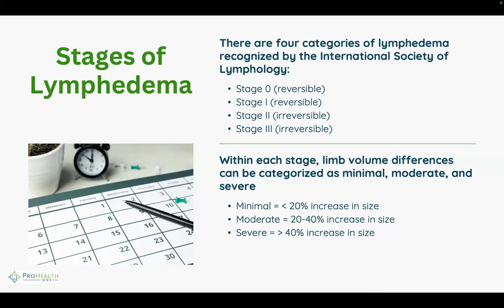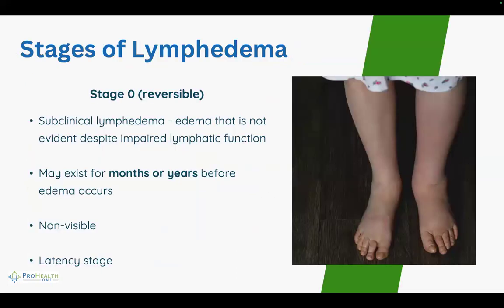So it's considered minimal if it's less than 20% increase in size from baseline, moderate if it's 20 to 40% increase in size, and then severe it's greater than 40% increase in size. So we'll just go quickly through those 4 stages. So stage 0 is usually the first stage. Like we said, it's one of the 2 reversible stages.